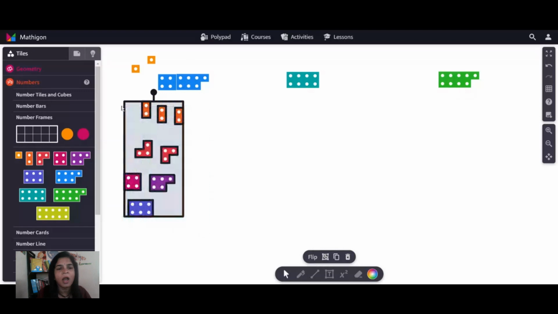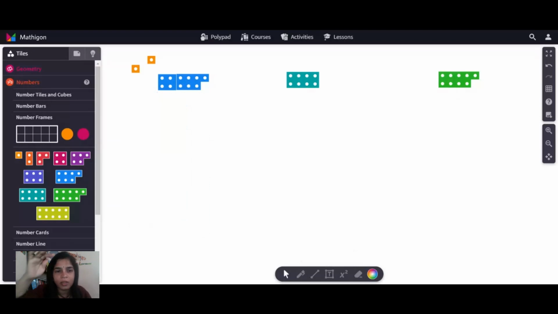So all these are not the factors of 7. For 7, either 7 only is possible, or 1, 1, 1, 1. This only is possible. So 7 and 1 are the factors of this 7. That means I can group it as 7 or 1, 1, 1, 1. That's all. Now let's try for 8.